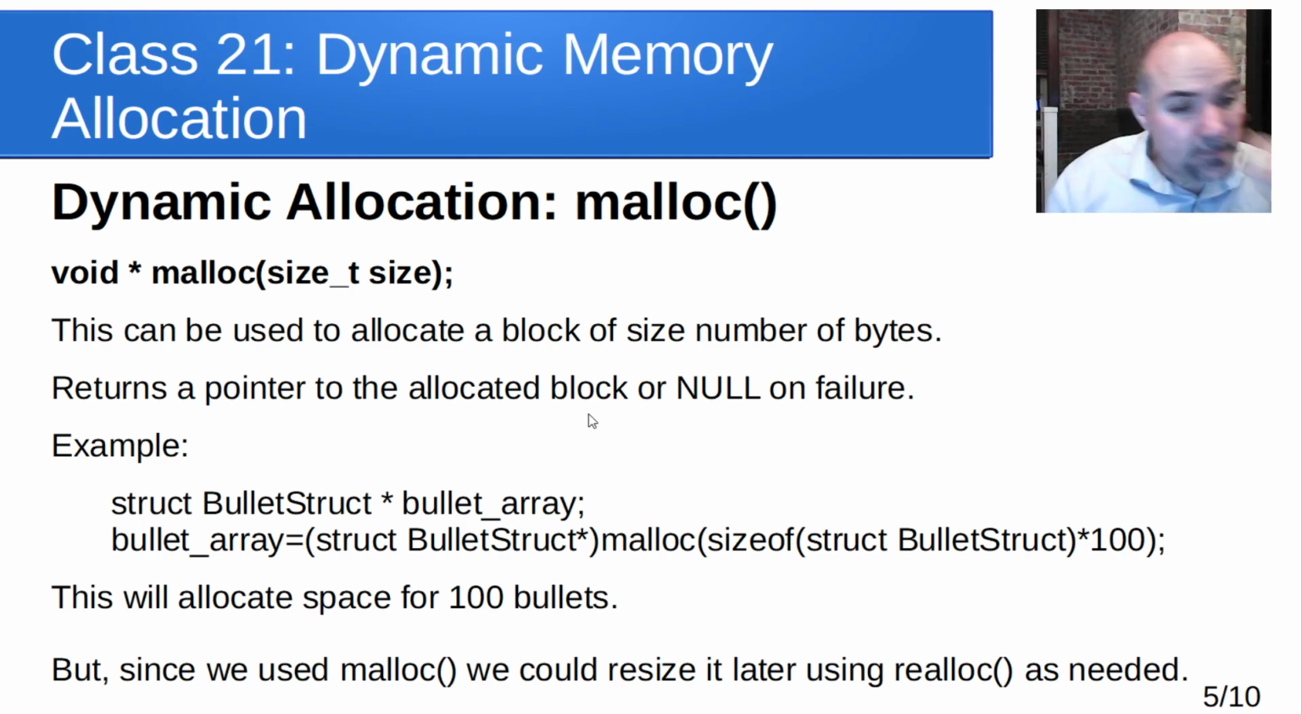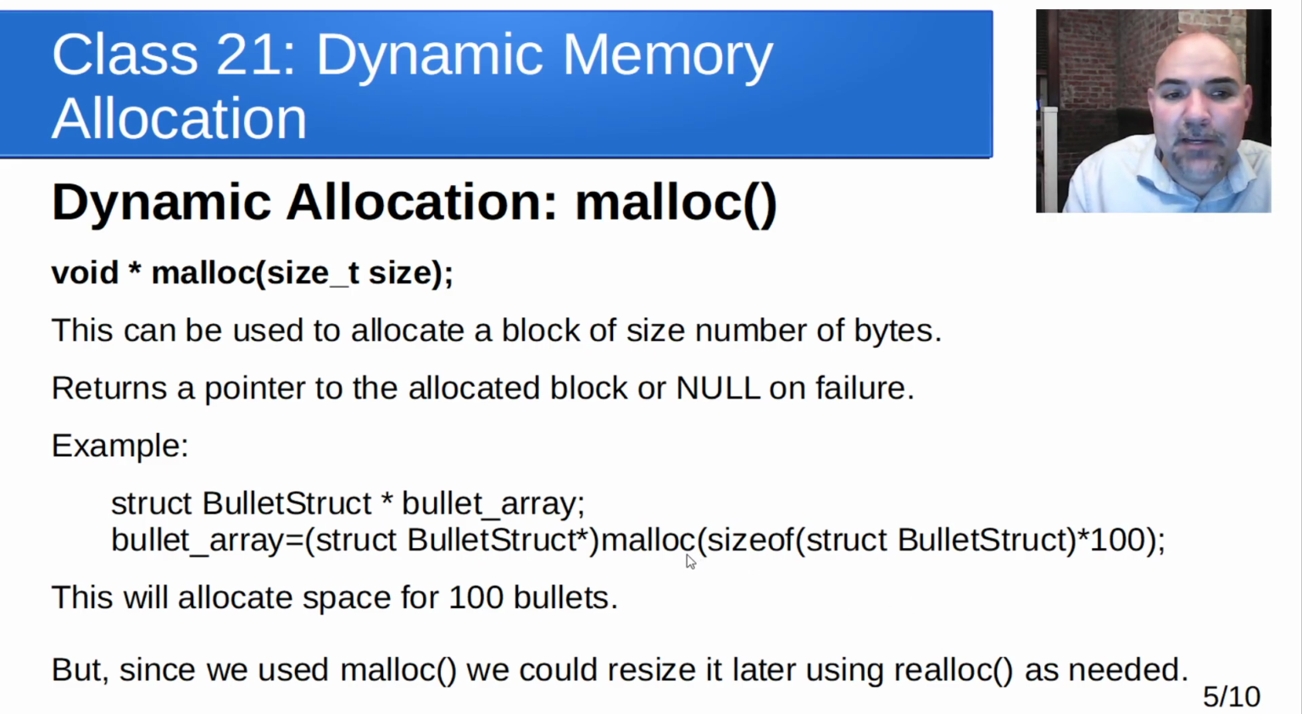Now, a quick example here: struct bullet_struct pointer, bullet_array. That's declaring a pointer, and it's a thing that can hold the address of bullet structures. And then we say bullet_array equals, and here we're calling malloc. We're passing the size of that bullet struct times 100, so enough space for 100 bullet structures.